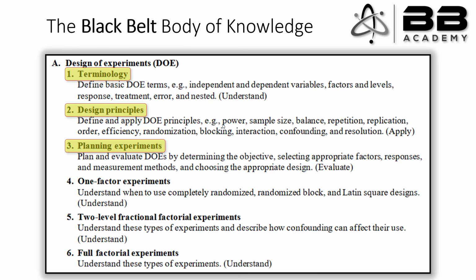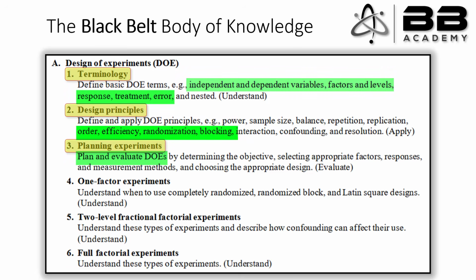And a lot of the same concepts that we find on the Greenbelt body of knowledge, you'll also find in the Black Belt body of knowledge. The same terms: independent, dependent variable, factor, level, response, treatment, error, design principles like repetition, order, randomization, blocking. There's a lot of core principles that span a bunch of different exams, as well as, if you're going to be a Black Belt, how to actually plan out an experiment, right? What are those 7 steps to actually designing a thoughtful experiment to solve a problem or to optimize a process?